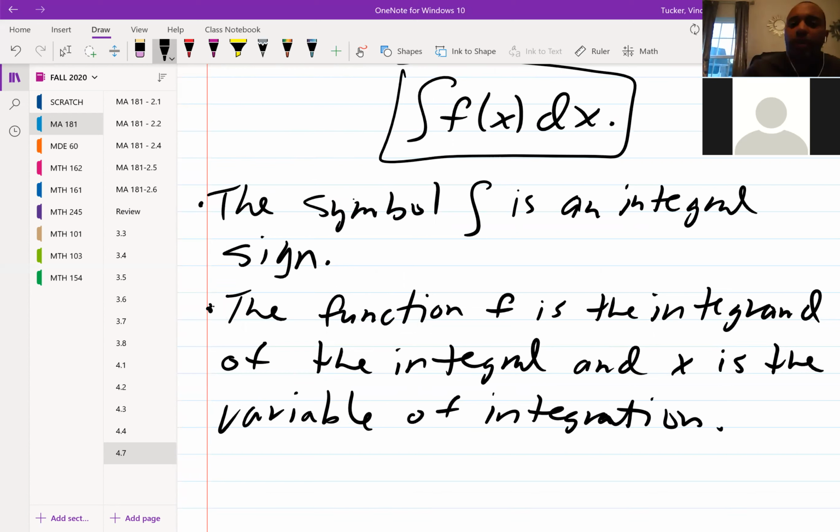All right, this symbol right here, I drew it the best way I could. You'll know when you see it in the book. This symbol is the integral sign. It lets you know to take the antiderivative of your function. The function f is the integrand of the integral, and x is the variable of integration.